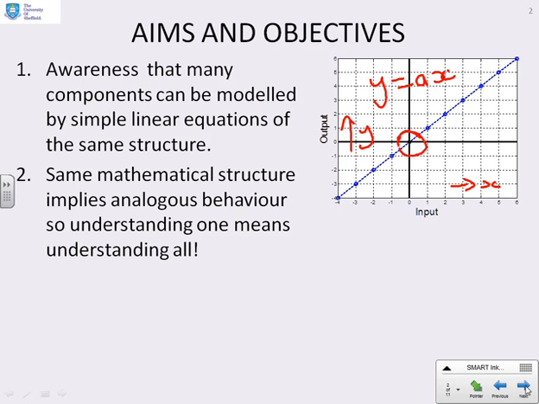Now the interesting thing is that if lots of components have got the same mathematical structure in the model, then perhaps they've got analogous behaviour. And why is that an advantage? Because it means if we understand one component or one scenario, we might well gain an understanding of what at first appearances is a totally different scenario.